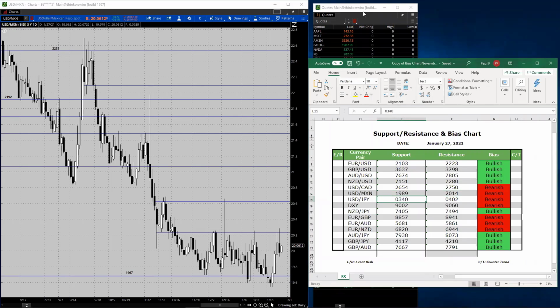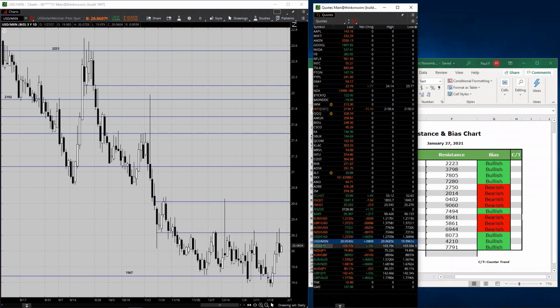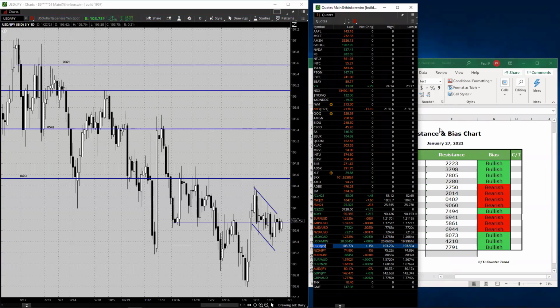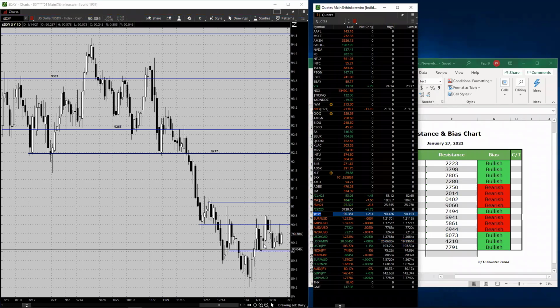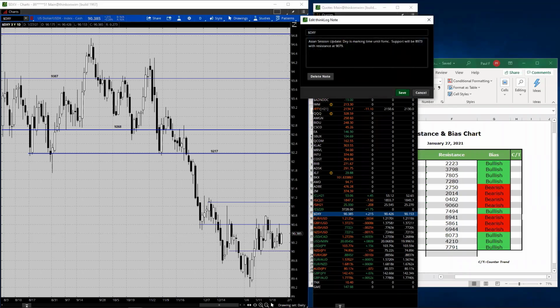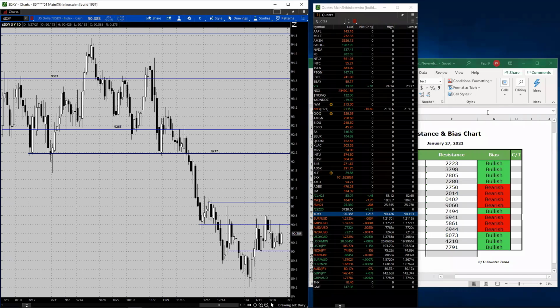Dollar yen, no changes. This has gone absolutely nowhere. On to the cash dollar index. We're just marking time. We're not really doing anything here with the dollar index. Dollar index is just marking time until the FOMC. Support's going to be 89.73 with resistance at 90.79.